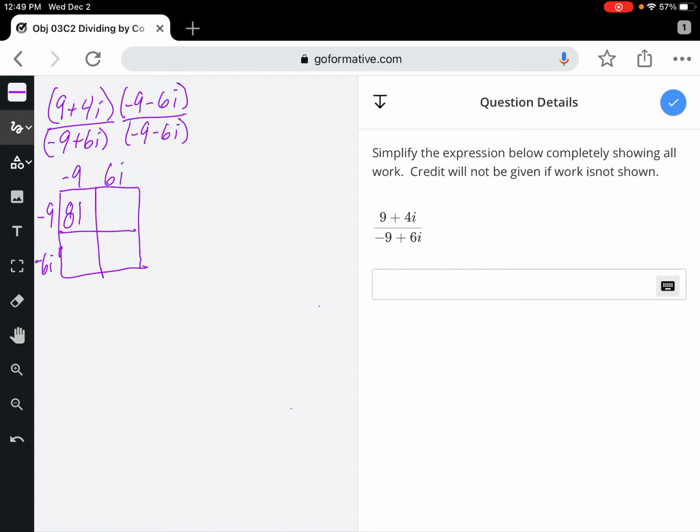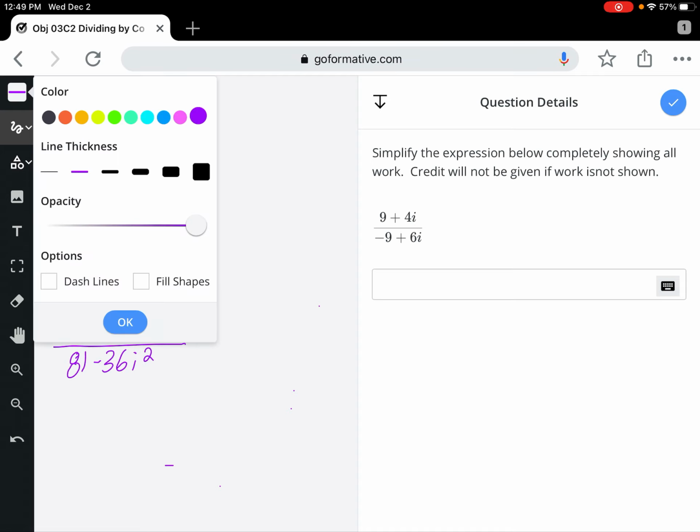Negative 9 times negative 9 is going to be positive 81. Negative 9 times 6 is negative 54. Negative 9 times negative 6 is positive 54i. Negative 6 times 6 is negative 36. I times I is I squared. So I know my denominator, of course these add to be 0 because I did it right, it's going to be 81 minus 36 I squared.